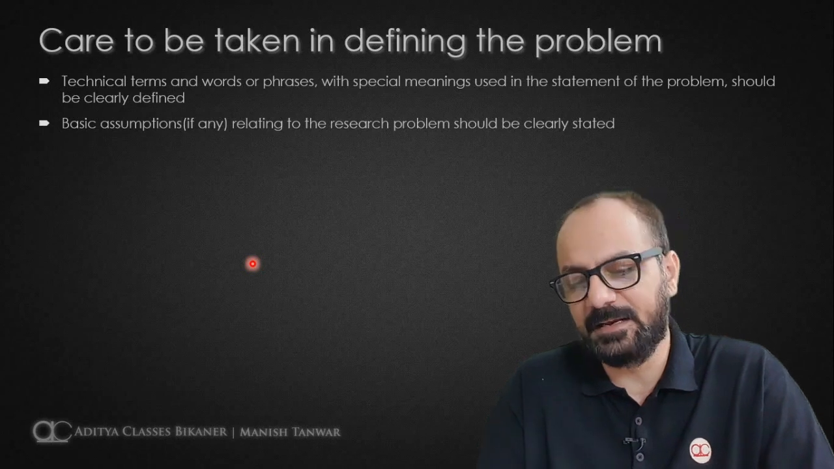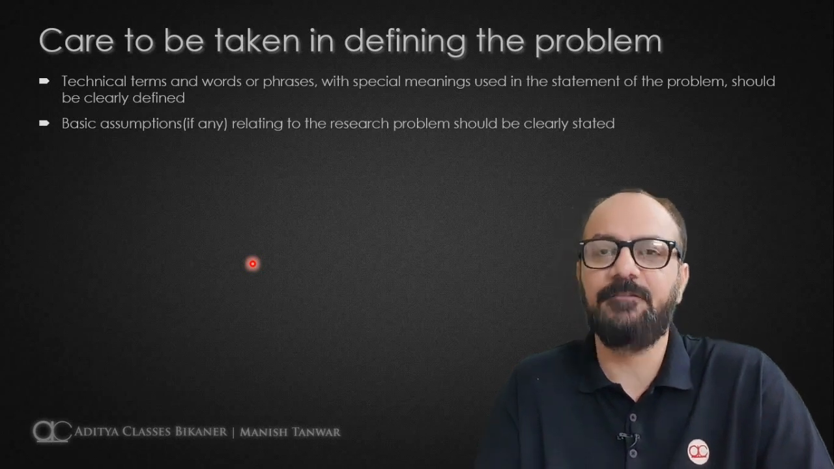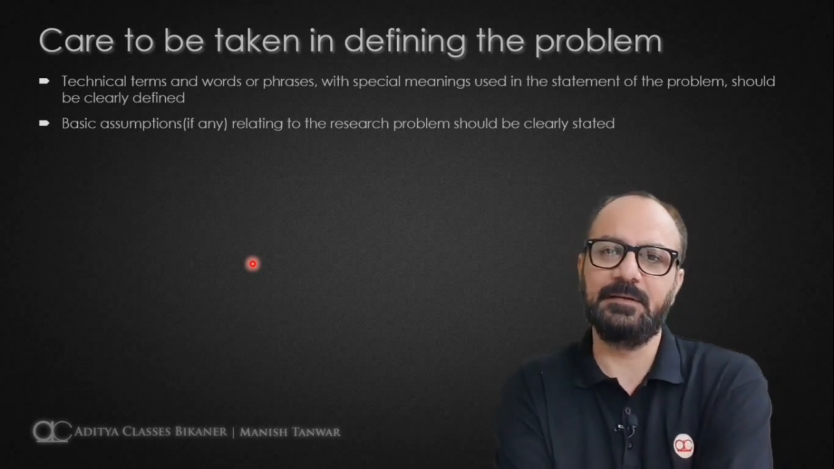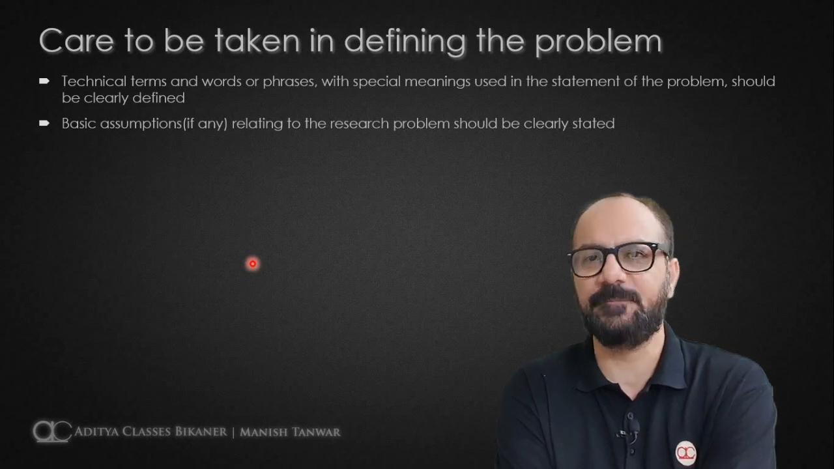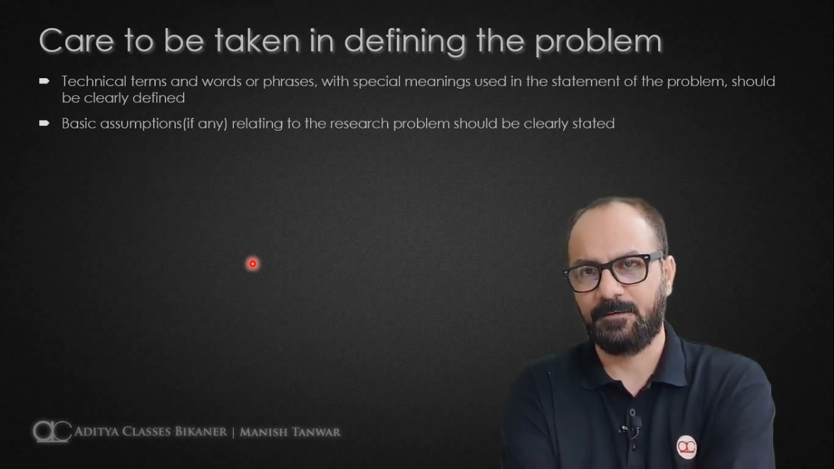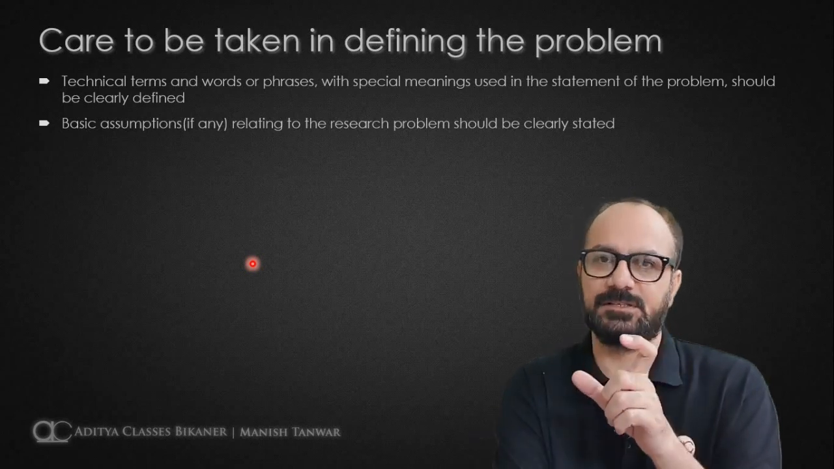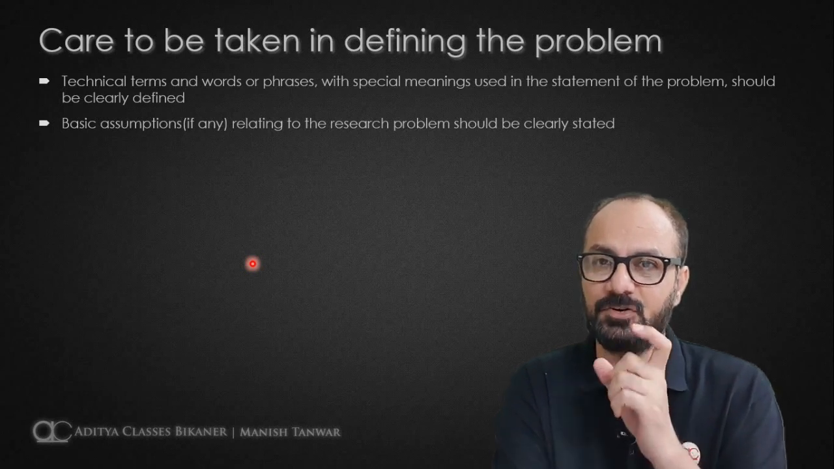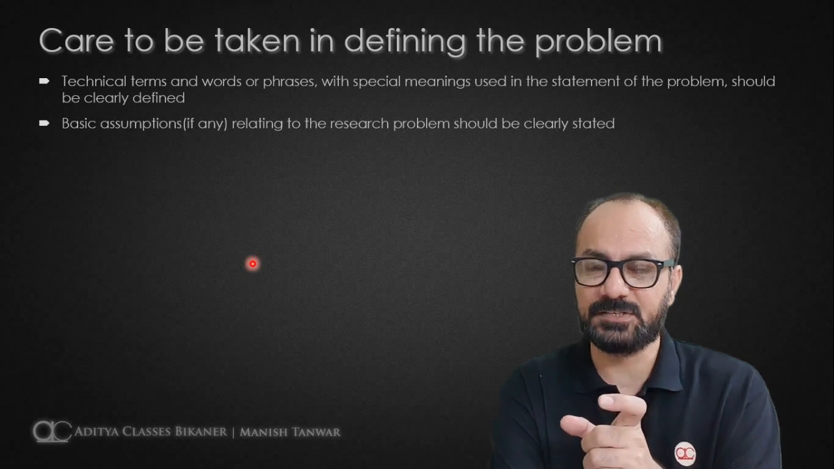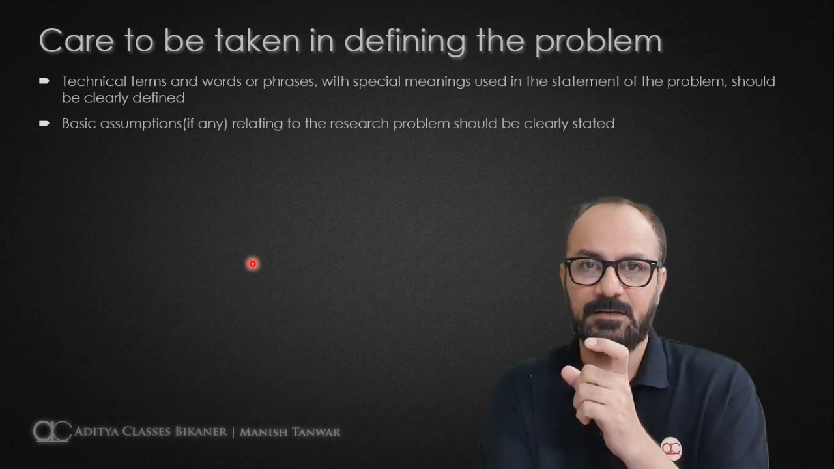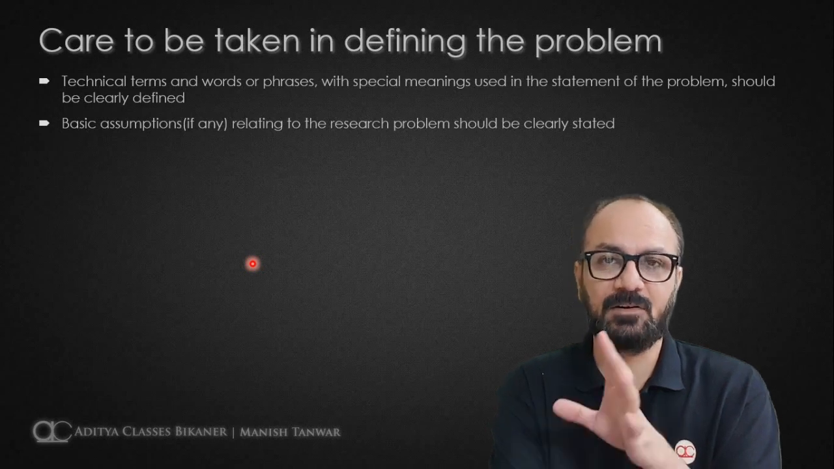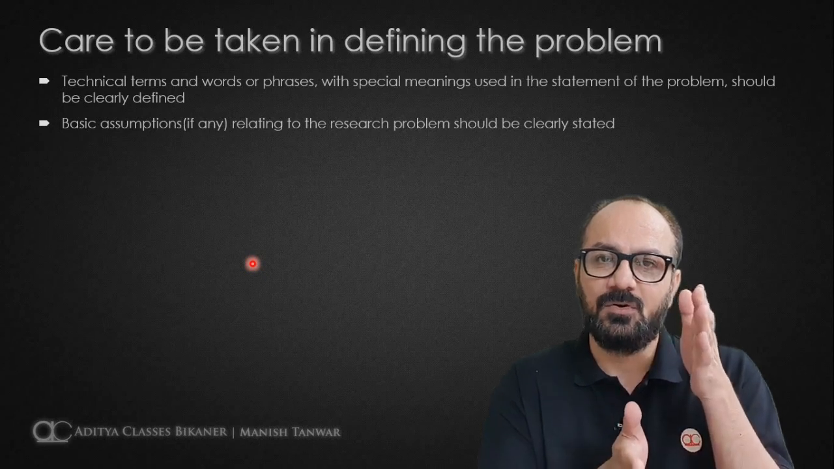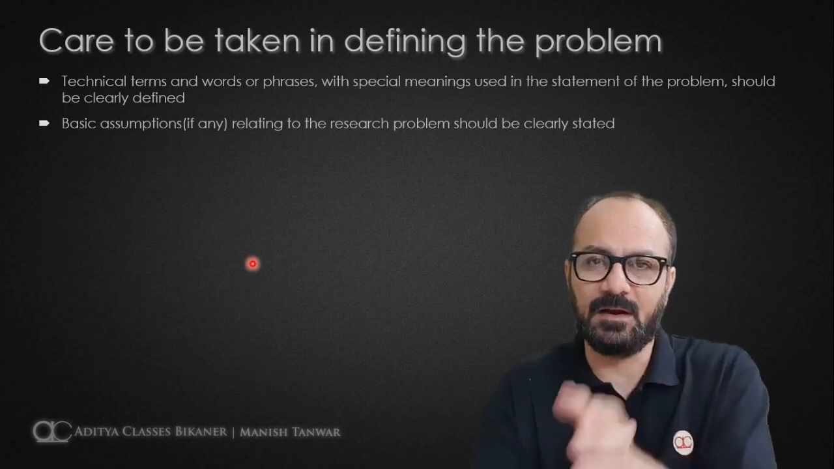Basic assumptions, if any, relating to the research problem should be clearly stated. If at all there are any assumptions, they should be clearly stated. I will be comparing marketing strategies of banks. Now clearly define the scope of this research. If there are any assumptions, which banks? What do you consider to be a bank? Nationalized banks, private banks, payment banks. So you should be very precise. If at all there are assumptions that these are the customer, I'll be considering customers only who are walking into the bank and opening an account.